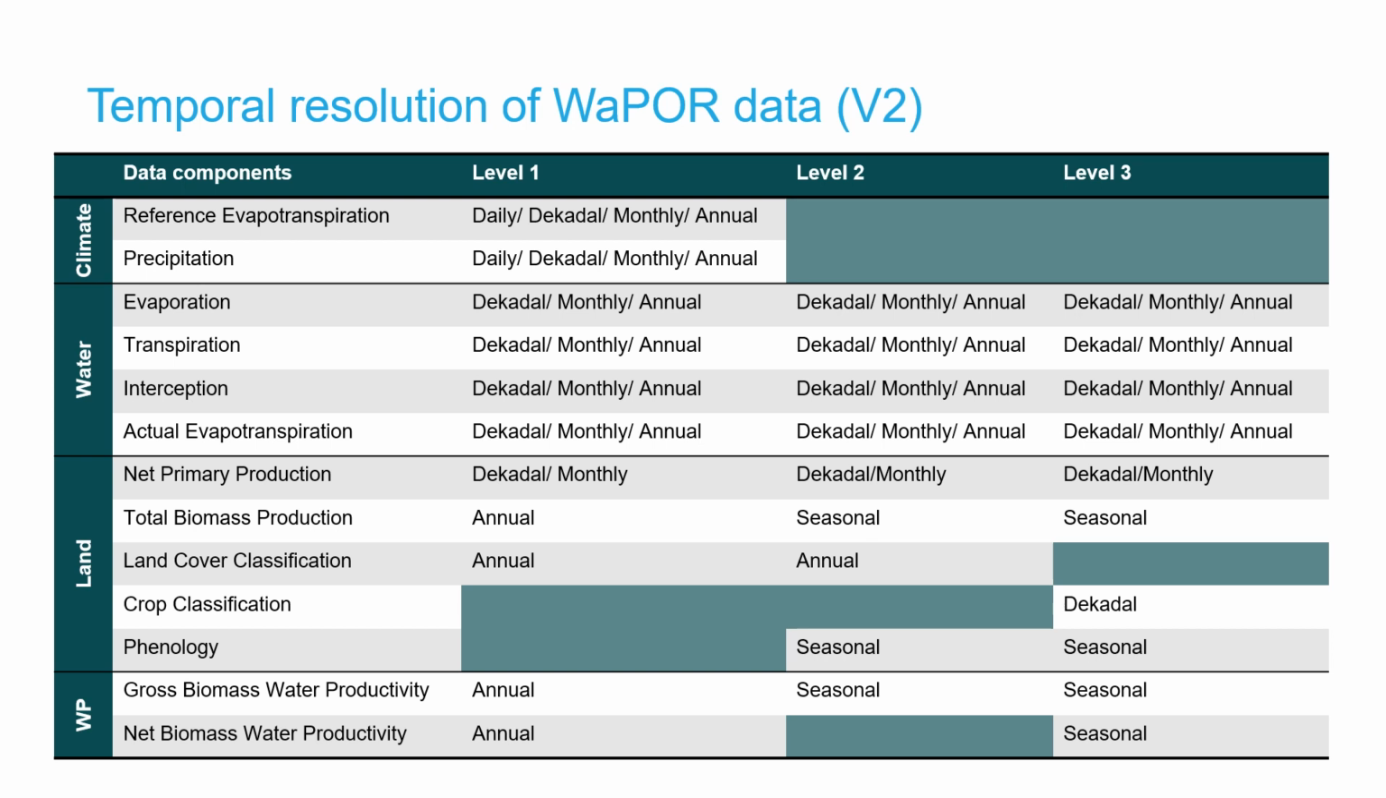Other composite products such as the total biomass production and water productivity layers are available for integrated time periods such as annual for level 1 and seasonal for level 2 and 3. The phenology layer is used to identify the seasons in level 2 and 3. The crop classification for level 3 is available for decadal time steps.